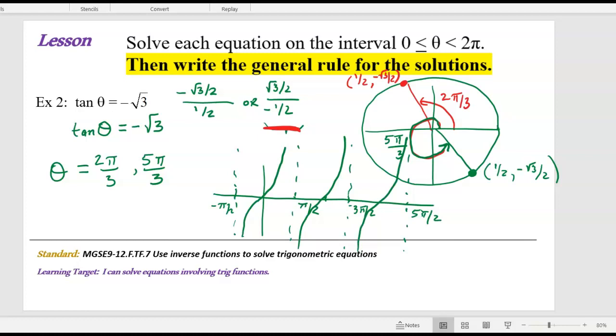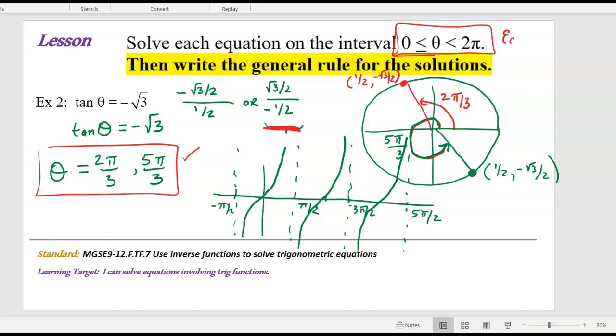And then here's what I want you to see. When you write the general rule, this is only true for the general rule. If you're asked to solve each equation on the interval from 0 to 2 pi, you just go to the unit circle and you find, in this case, two different answers. That's the easy problem. We've been doing that forever. Find the angles on the unit circle. But when you generalize, you've got to be careful because you will lose points for redundancy. Here's what I mean by that.